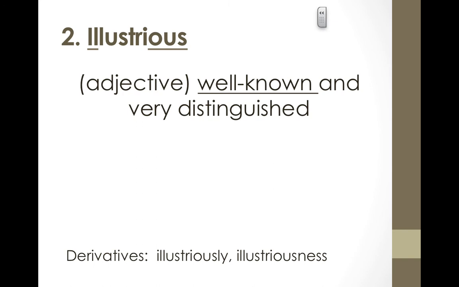Our second word is the word illustrious. Illustrious is an adjective. Again, you'll notice that I underlined some of the word parts here. The prefix il- is actually a variant of the prefix in-, which means not or into, on, near. It has a few different meanings. You notice that the suffix -ous is also underlined. That indicates to us as readers that this is going to be an adjective. It's a describing word. Illustrious means well-known.